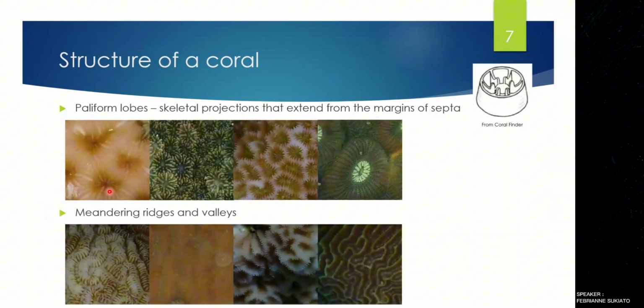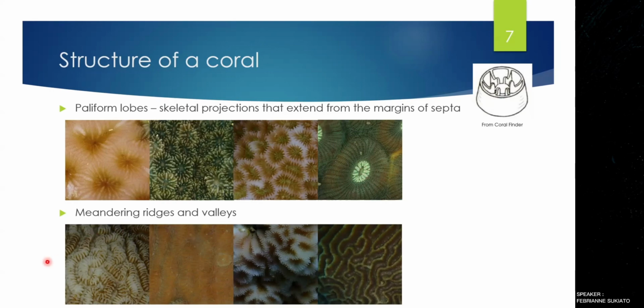Then here is another key feature to identify some genera. One of them is called paliform lobe. Essentially, there's a spike of skeleton in the middle of the corallite. So here, there's a small spike, very small, but it's distinct. Here, there's also a small spike in the middle of it, near the mouth. The middle part is the mouth, and there are skeletal spikes inside. This one is very obvious.